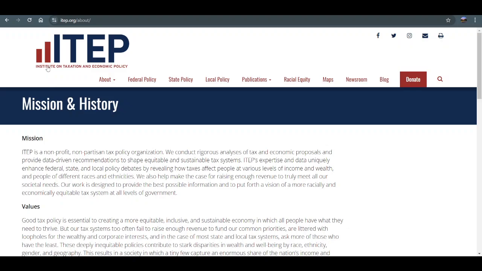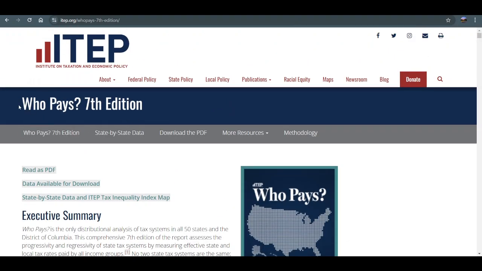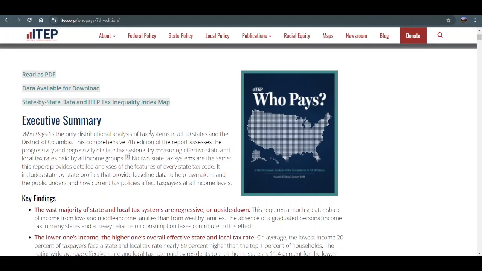We are going to look at the Institute on Taxation and Economic Policy, which is a nonprofit, nonpartisan tax organization. What they did was they said, who pays? They combined all the data from 50 states and looked at the different types of tax systems, because they're all different, and determined what's the effective tax rate. That is, how much of your income are you paying for everything there is. They slice it all up and say, what is your percentage of your income that you're paying effectively for everything? That's what the effective tax rate is.